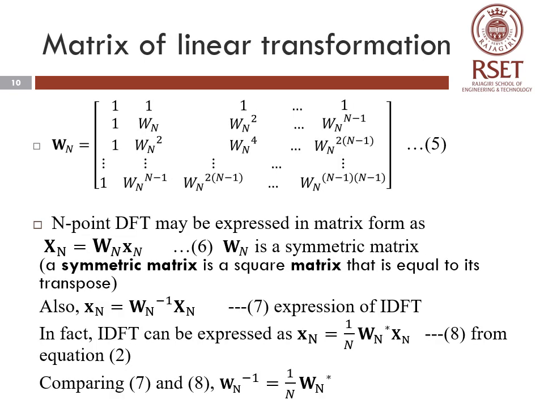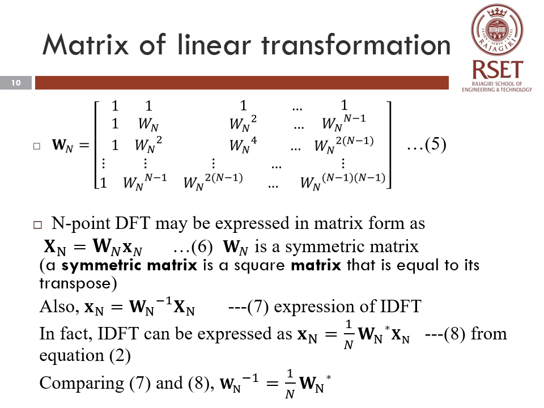Next we shall see a matrix Wn as given in equation 5. The first row is all 1. The second row: first term is 1, then Wn, then Wn squared, etc. up to Wn raised to n minus 1. What about the third row? First term is 1, then Wn squared, Wn raised to 4, etc. up to Wn raised to 2 into n minus 1, and so on. The last row is 1, Wn raised to n minus 1, Wn raised to 2 into n minus 1, etc. up to Wn raised to n minus 1 into n minus 1. Using this expression, we can express DFT and IDFT in a simplified manner.